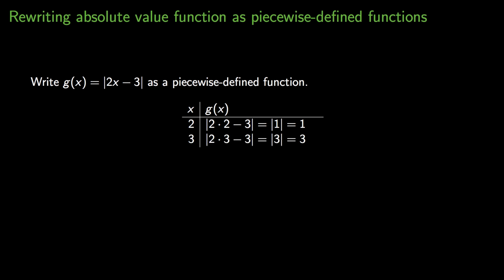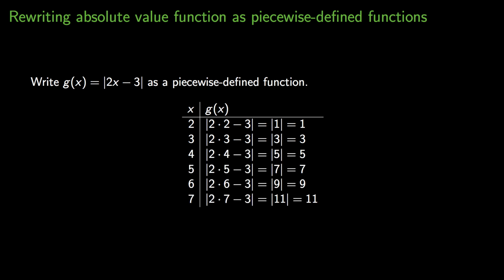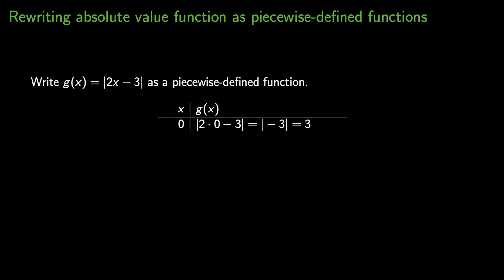When we plug in positive 3, we get the absolute value of 3, which is again positive, so I just write 3. And as x gets bigger and bigger, I'm feeling really confident that the pattern's going to stay the same. We're going to be taking the absolute value of a positive number, and then you just write that number. Okay, fine. What happens if we plug in 0? Well, you get the absolute value of negative 3, which is the other case, right? So you're supposed to write positive 3 instead.